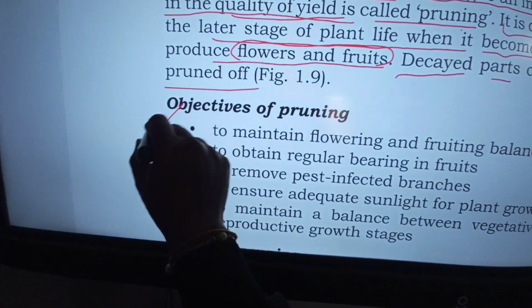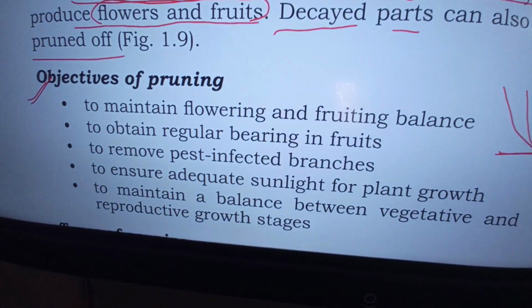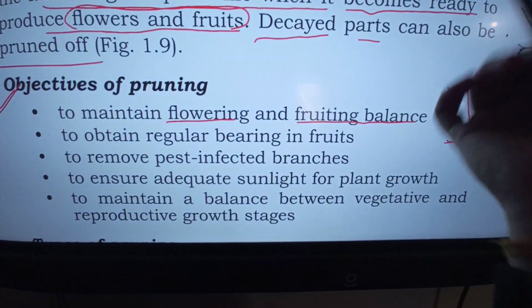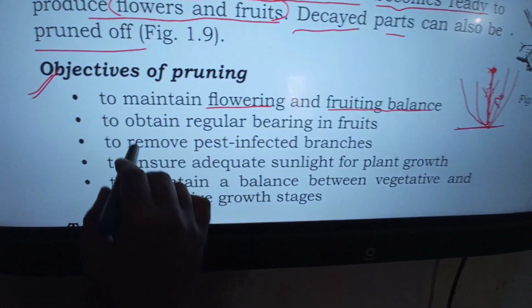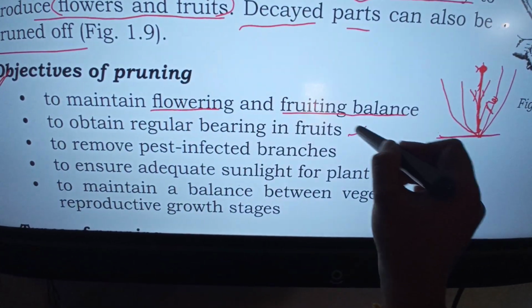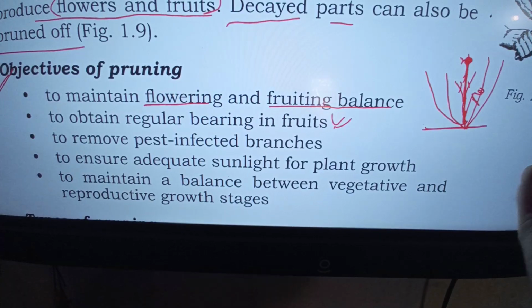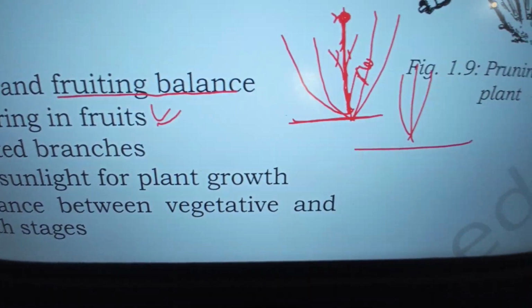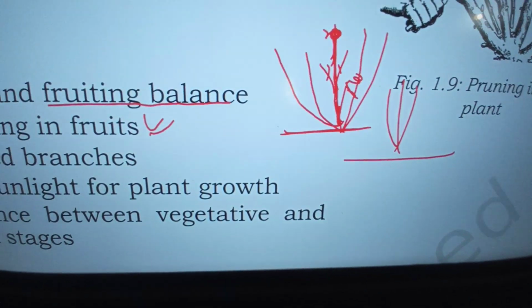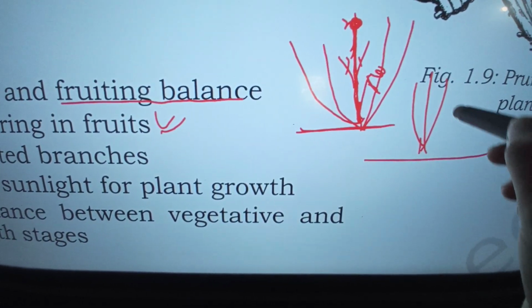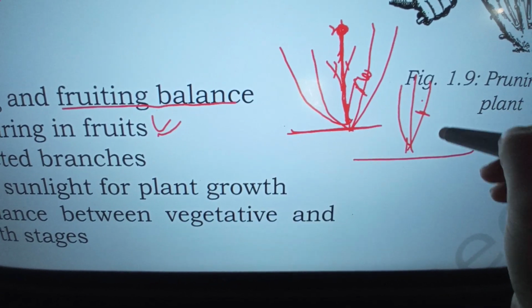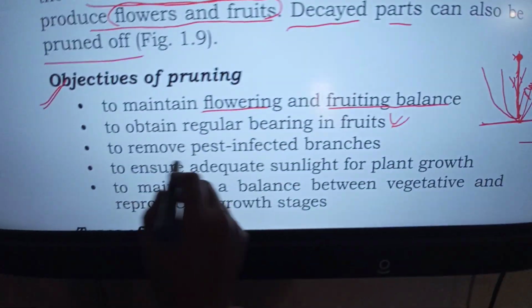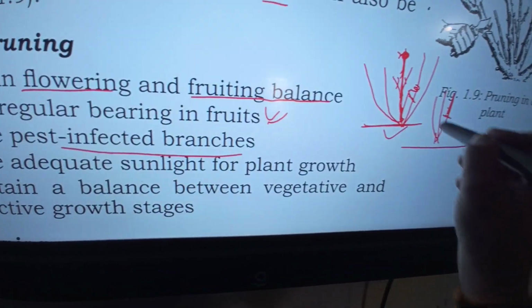So here are the objectives of pruning. The main objective of pruning is to maintain flowering and fruiting balance. We have already discussed this point earlier. To obtain regular bearing of fruits, we need to do pruning, so that after one season of fruit comes out, we do pruning so that new branches will come out, and we will get new fruits which are bigger and of vigorous quality. To remove pest-infected branches is also a main objective of pruning.